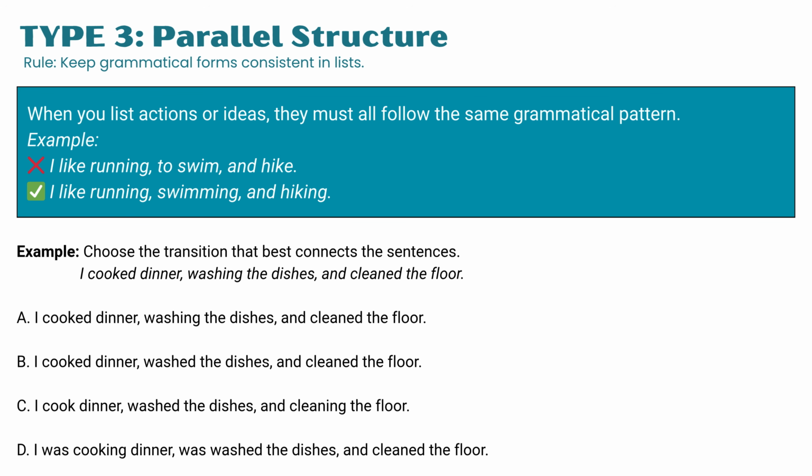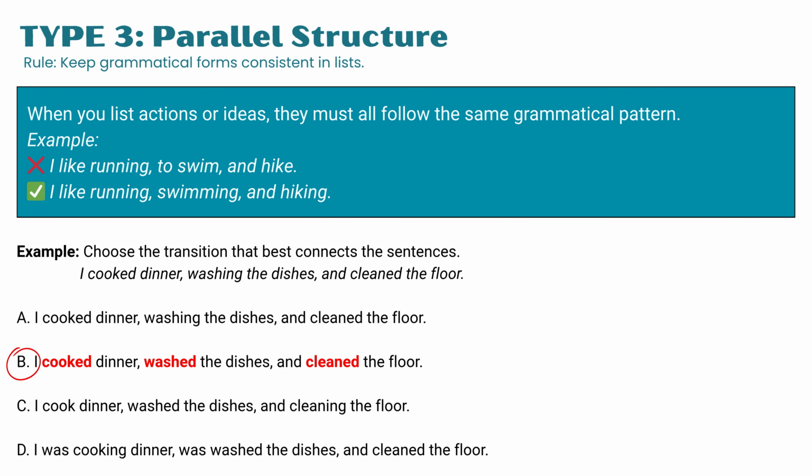Look at this example. I cooked dinner, washing the dishes, and cleaned the floor. Which sentence uses correct parallel structure? A. I cooked dinner, washing the dishes, and cleaned the floor. B. I cooked dinner, washed the dishes, and cleaned the floor. C. I cooked dinner, washed the dishes, and cleaning the floor. D. I was cooking dinner, was washed the dishes, and cleaned the floor. The correct answer is B.